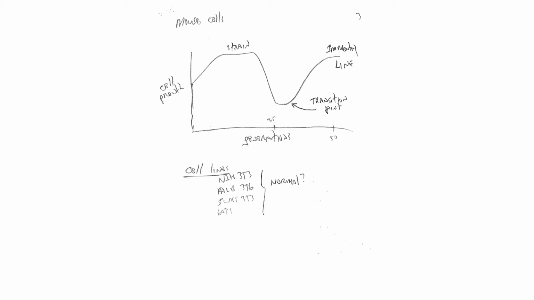In the literature, a lot of times you'll hear people say they're normal cells because they came from normal tissue or they came from an embryo, but they're nowhere near normal.